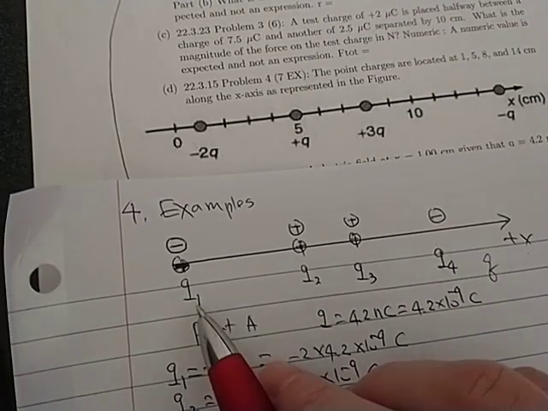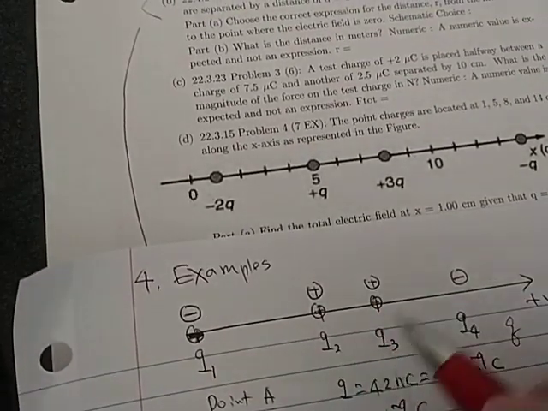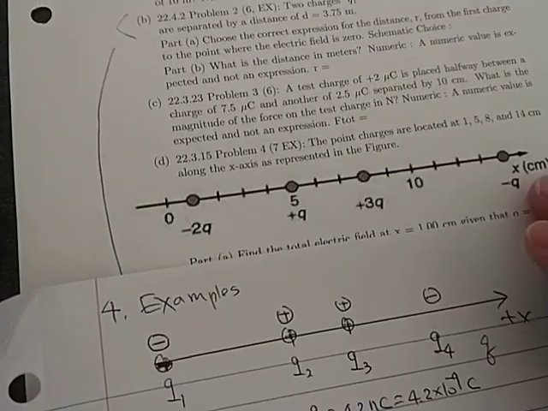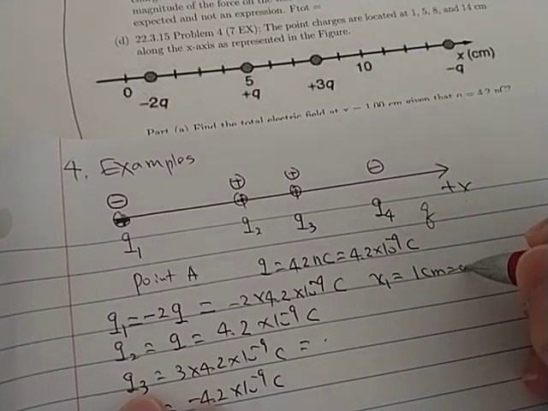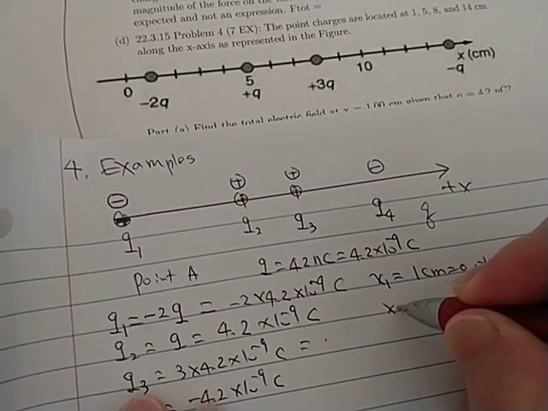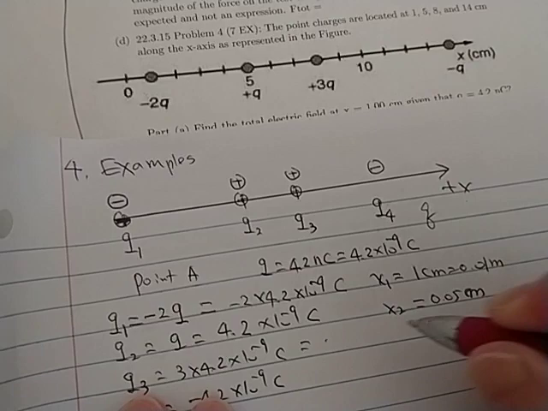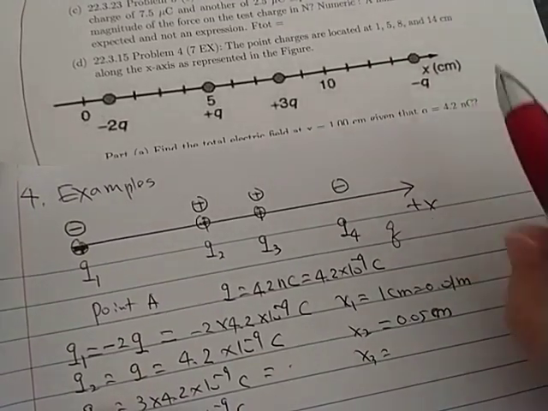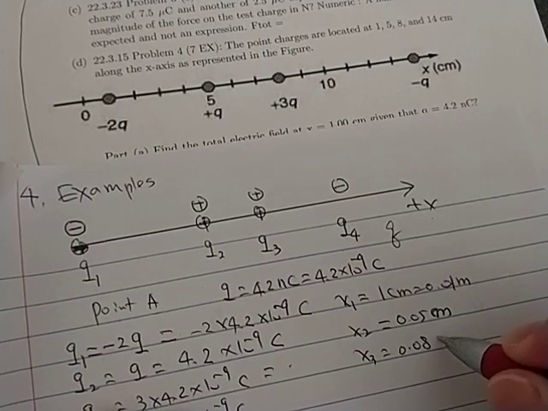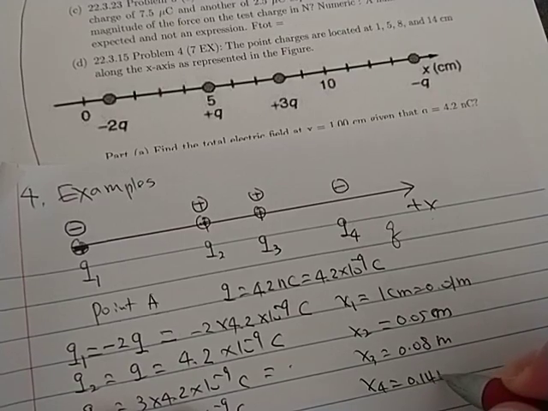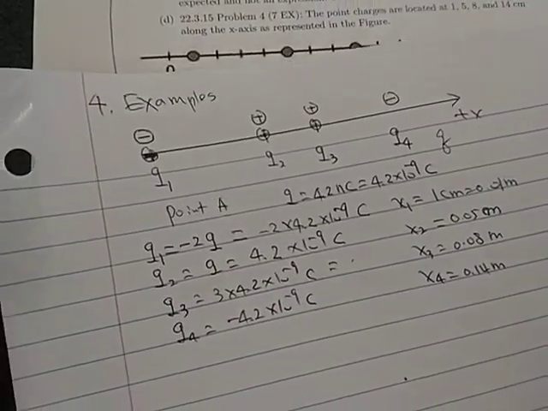So we wrote down the signs and also wrote down these charges. The next step is to write the coordinates, because each of these points has different coordinates. For x1, which is the position for q1, it is 1 centimeter. I normally prefer to convert them to SI units right away, so I do not get confused later on. Q3 should be 8 centimeters, 0.08 meter. Q4 is 14 centimeters. Okay, so that's what we have.